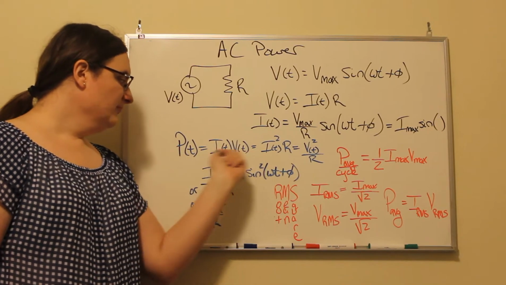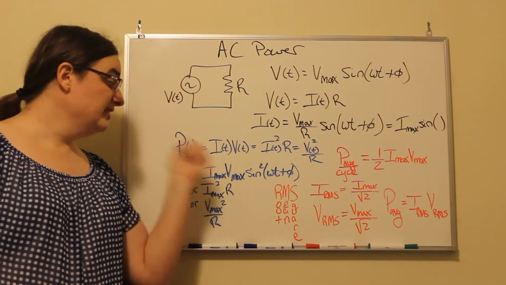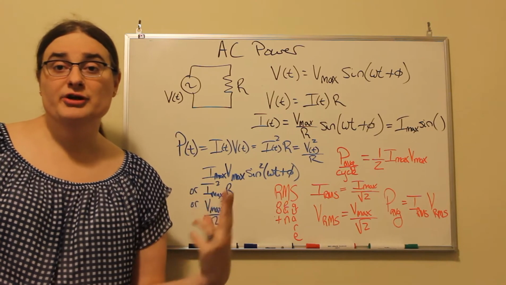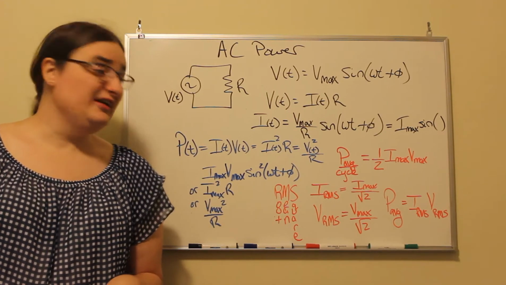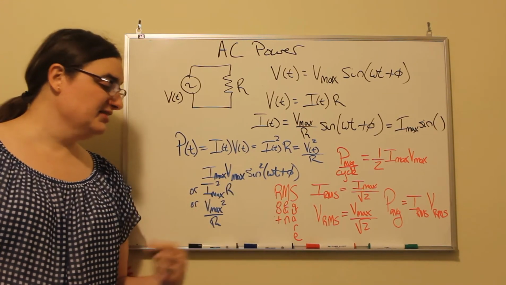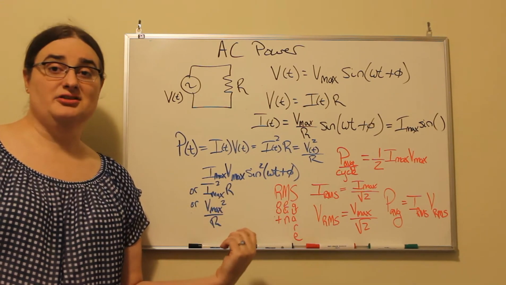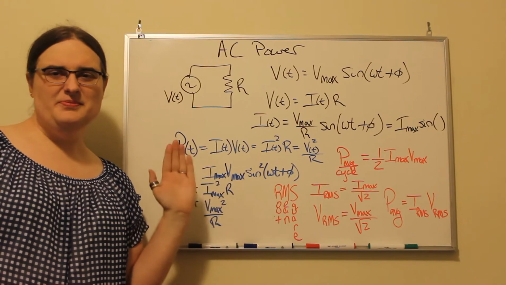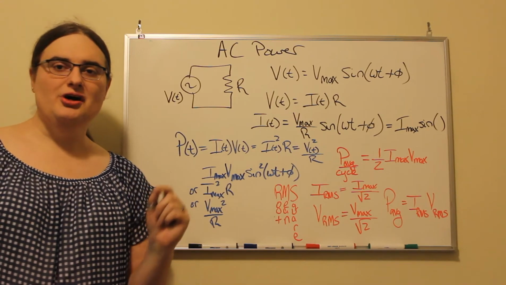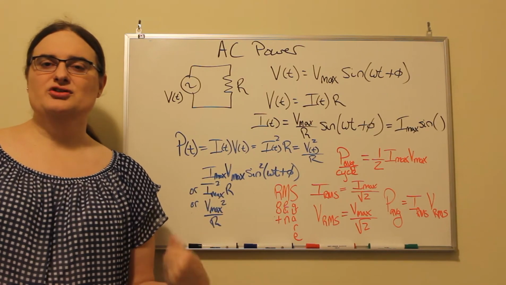So if I multiply my current and my voltage together, I get my maximum current times my maximum voltage times the sine squared of my oscillating term, the frequency omega times time plus any phase angle. Or I could have my maximum current squared times the resistance, same oscillating function, or maximum voltage squared over my resistance, same oscillating function. And the sine squared is symmetric, but not around 0. It's always going to be a positive value. So anytime the voltage is greater than 0, there's going to be some power being delivered to that resistor.